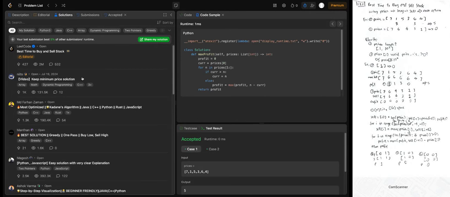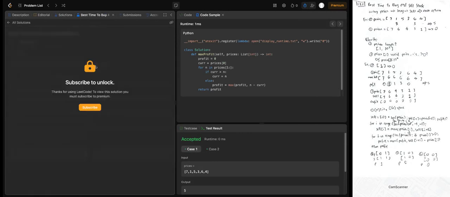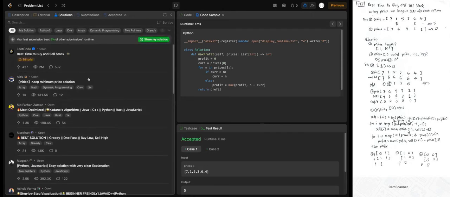Is there a solution tab? Oh, it's from official LeetCode. I just realized there is such an editorial, but it is premium. Alright then.